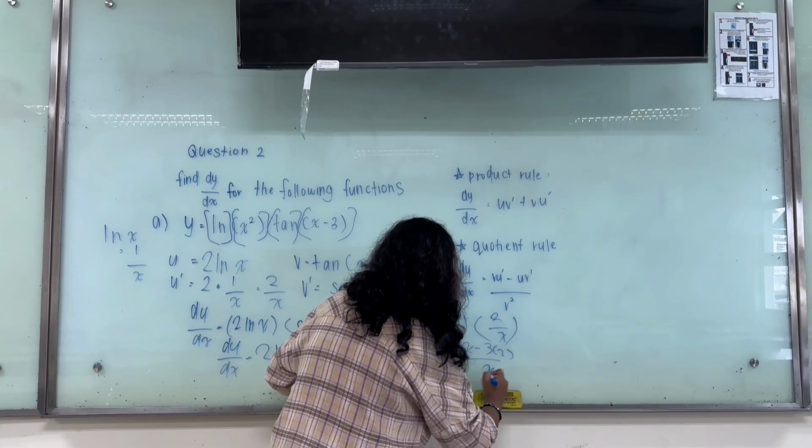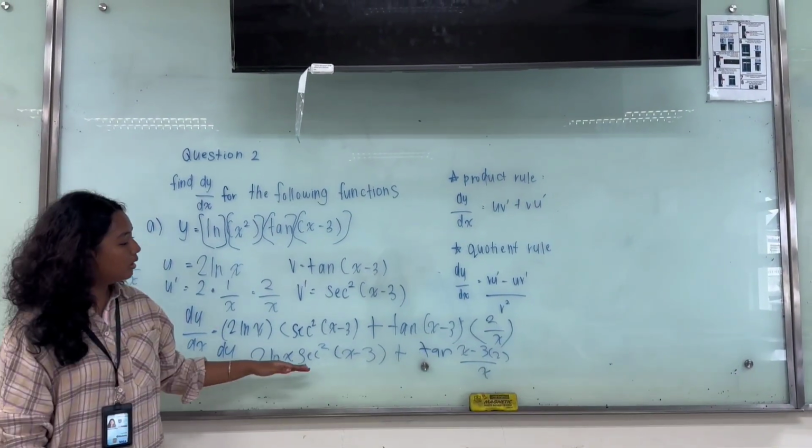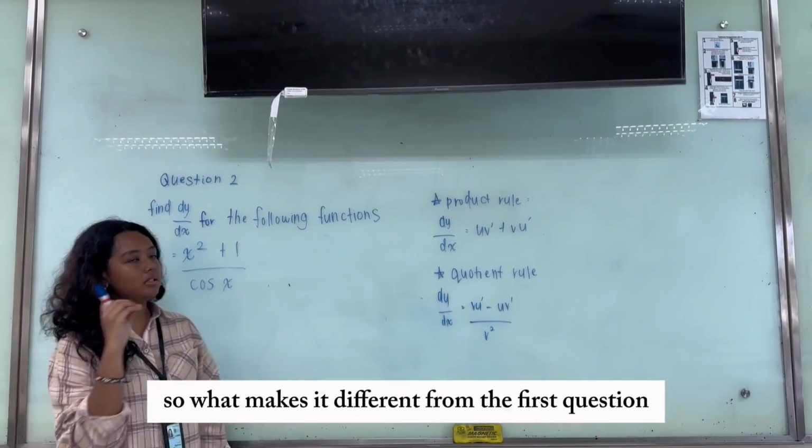Okay, that's it. That's the only answer we need because we don't have to search for x or anything. We can just put it like that. So the next question I'll be doing is question B. What makes it different from the first question?